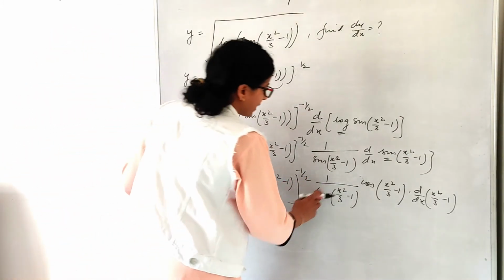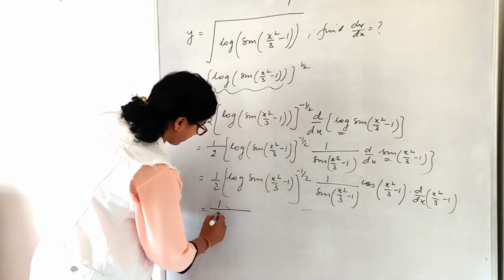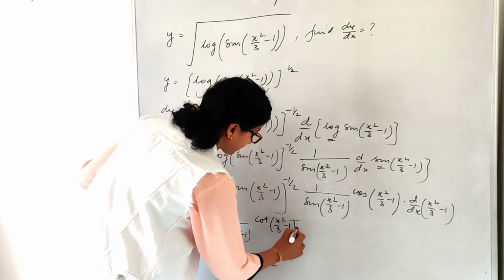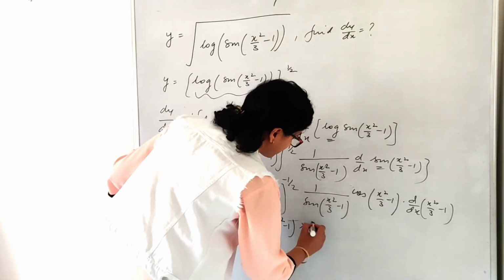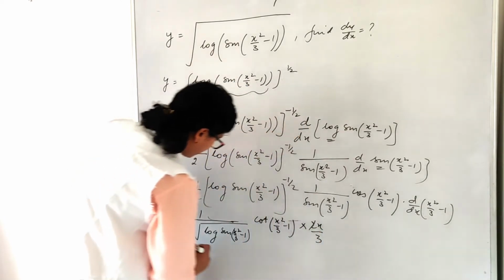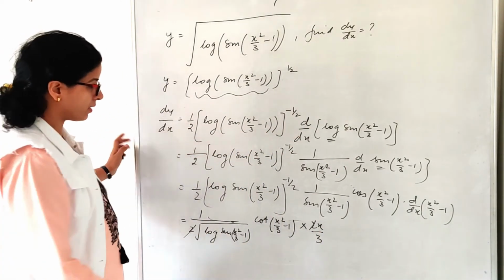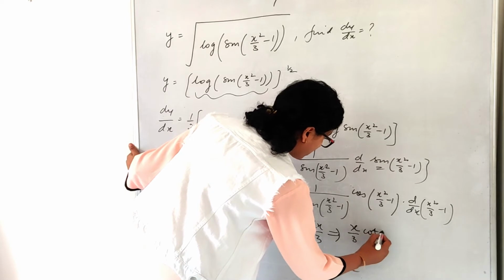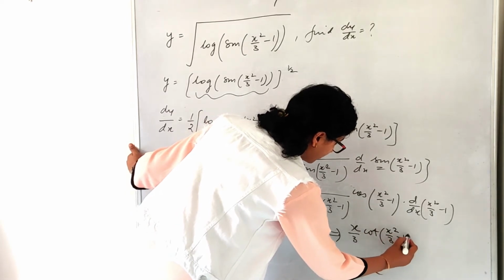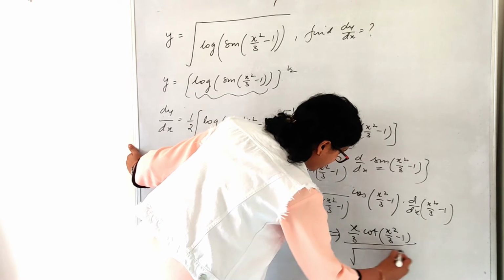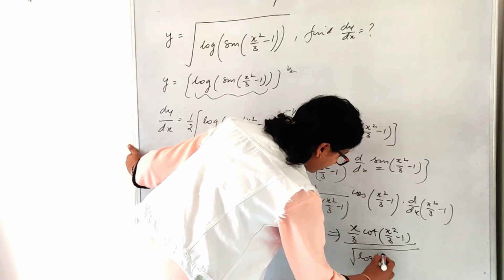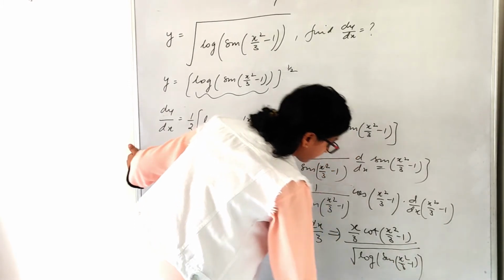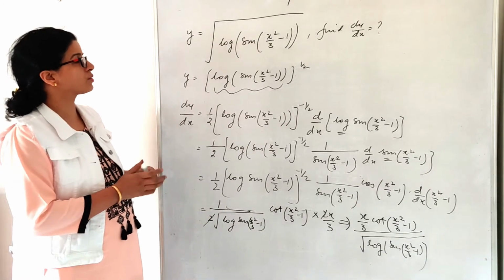So now this cos by sin will become cot. Since this is minus half, it will come down: log sin x square by 3 minus 1, into the derivative 2x by 3. This 2 and this 2 will get cancelled and we got our required answer as x by 3 cot x square by 3 minus 1, upon root of log sin x square by 3 minus 1. So done.